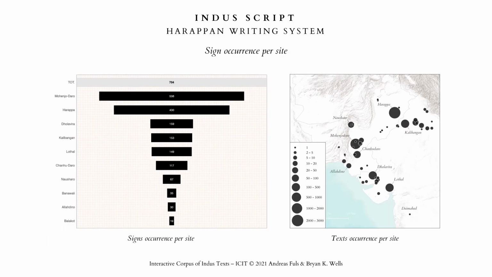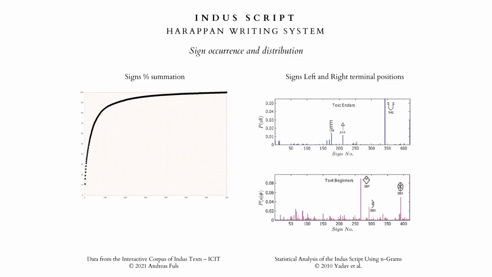If the total number of Indus signs is about 700, we observe a significant variability in sign occurrence by site. Over 500 at Mohenjo-daro and Harappa, between 100 and 150 at medium sites, and around 20 to 60 signs at small settlements. In terms of occurrence, most signs of the Indus script are very rare, if not even unique.